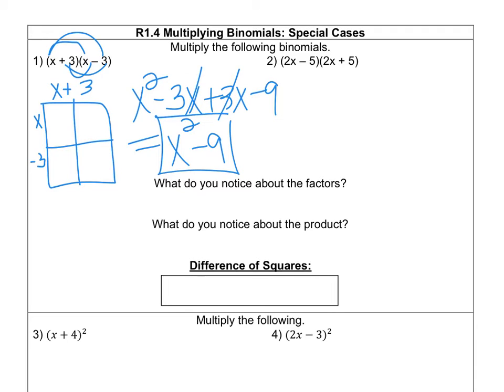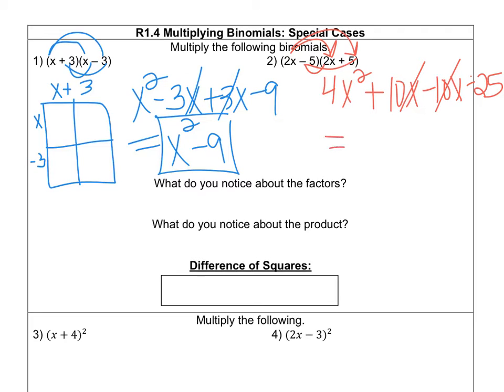Alright, let's do the next one and see what happens on that one as well. So I've got 2x times 2x, which would be 4x squared. And if you want to draw the box, go ahead and do the box too. That's fine. 2x times 5 is 10x. Negative 5 times 2x is negative 10x. And then negative 5 times positive 5 would be negative 25. So once again, our middle terms cancel. 10x minus 10x is 0, so it's eliminated. I would just be left with 4x squared minus 25.